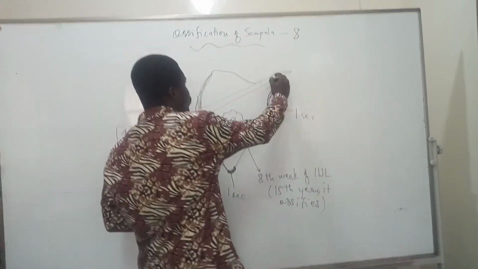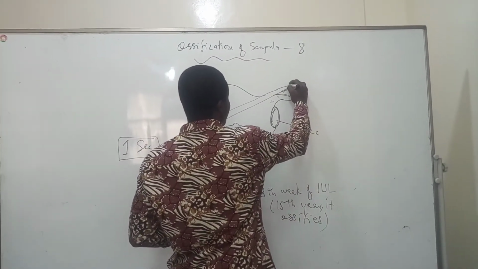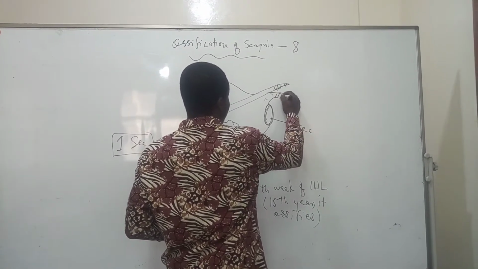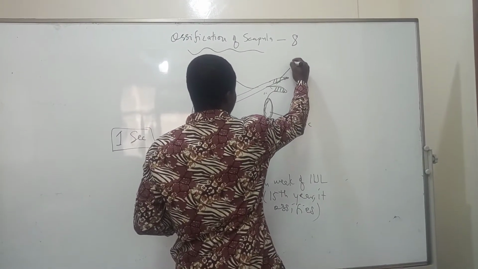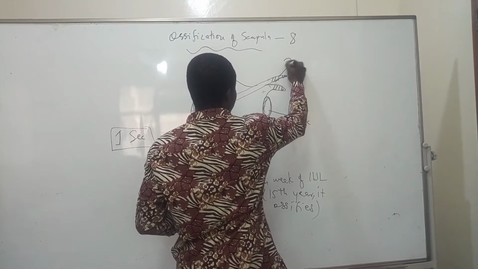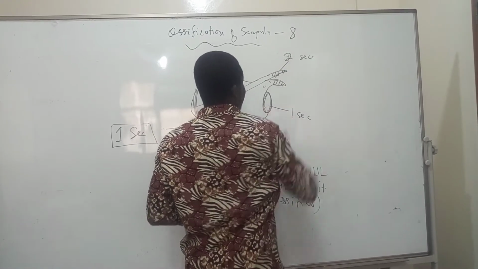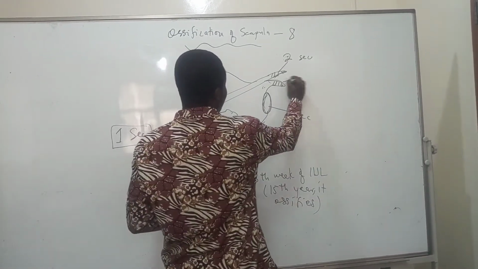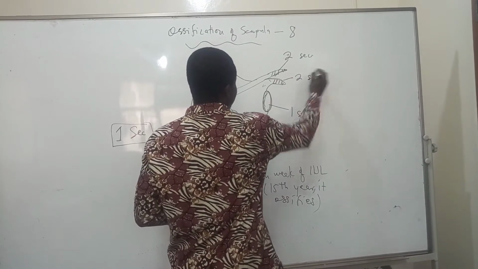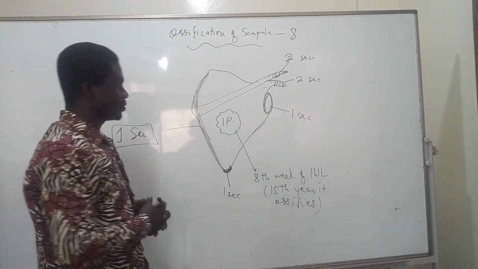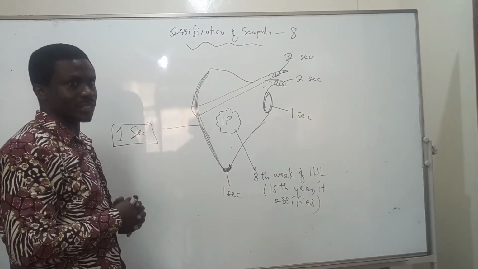Now these two processes present with 2 each. So one for the acromion. So the acromion has 2 secondary centers of ossification. The coracoid process also has 2 secondary centers of ossification. So we now have 8.